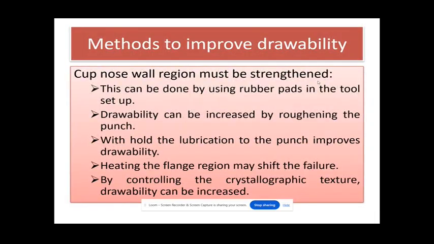Then we talk about methods to improve the drawability. Cup nose wall region must be strengthened. This can be done by using rubber pads in the tool setup. Drawability can be increased by roughening the punch. Then withhold the lubrication on the punch side, which improves the drawability. Then heat the flange region. So it may shift the failure. That means better drawability can be obtained. Or by controlling the crystallographic texture, drawability can be improved.